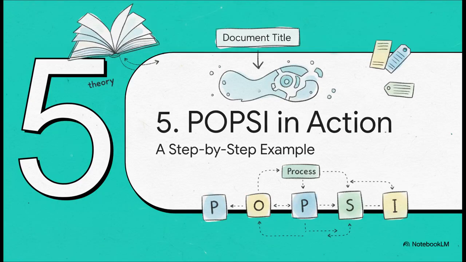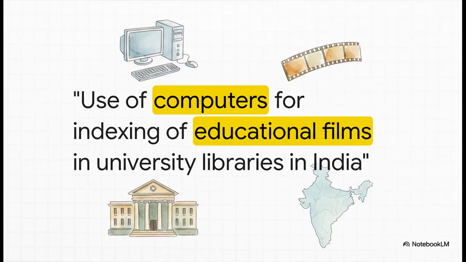Okay, enough theory. Theory is one thing, but seeing it work is another. So let's take an actual document title and run it through the POPSI ringer to see how all these pieces fit together in the real world. So here's our title: Use of Computers for Indexing of Educational Films in University Libraries in India. Wow, okay, that looks pretty complicated, right? But with POPSI, we can break it down, piece by piece, into its grammatical parts.